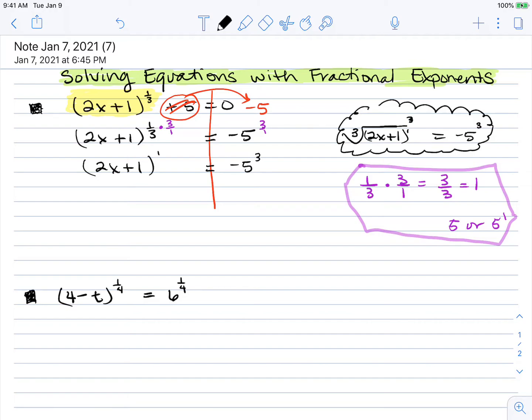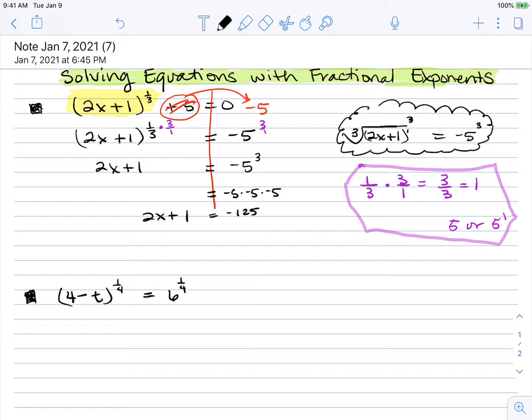Well, since this left side is just 2x plus 1 to the 1, I really don't need any of this. We know that anything to the 1 power is just itself. But I need to finish up the math on the right. That's equivalent to negative 5 times negative 5 times negative 5, and that's going to be negative 125. And I still have 2x plus 1 on this side.